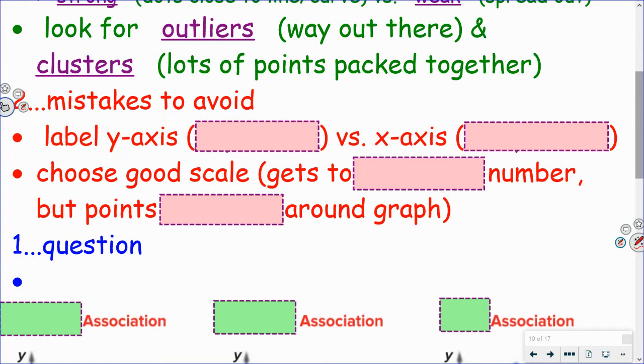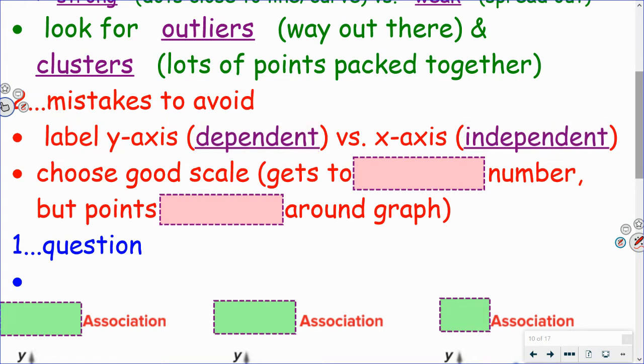All right, 2 mistakes to avoid. The y-axis is the dependent, or what we're measuring. The x-axis is the independent, or what we get to choose or pick. We chose how many students lined up. We cannot choose the time that it took us to pass the book.